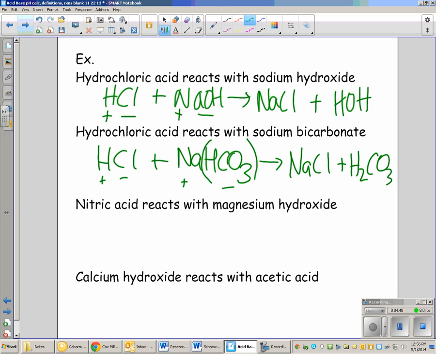So H2CO3. Those 2 H's come together, right? This is really unstable. What's that called? Carbonic acid. It doesn't stay in solution very well. So who's ever had carbonated water, like the flavored ones? There's bubbles, right? What are the bubbles? Carbon dioxide. So this one further breaks down to water and CO2.